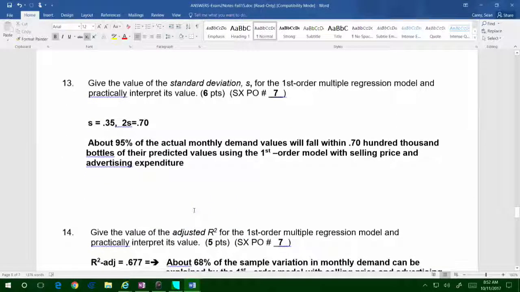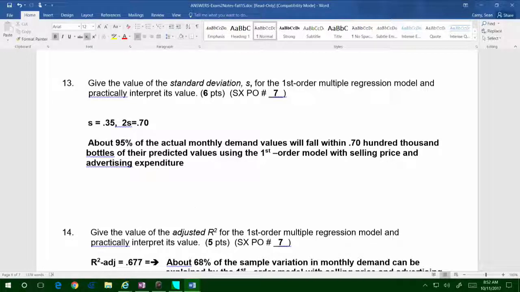All right, number 13. Give the standard deviation for the model and then practically interpret it. Of course, we know this interpretation will be the same for all models. You have to change the words of the problem. That's again coming from printout number 7. I highlighted it for you. It was 0.35. You double that, you get 0.7.